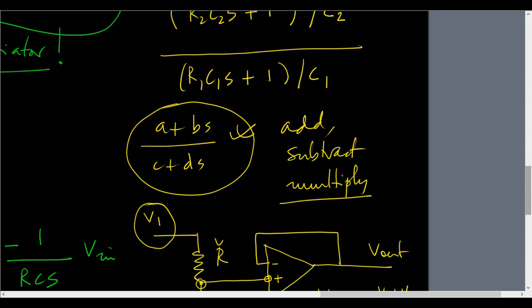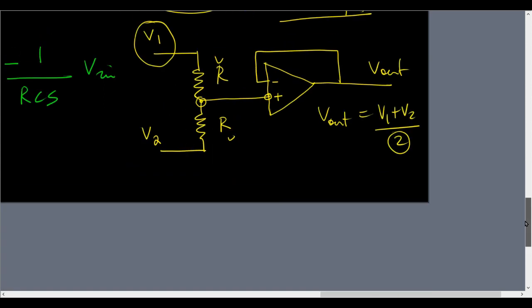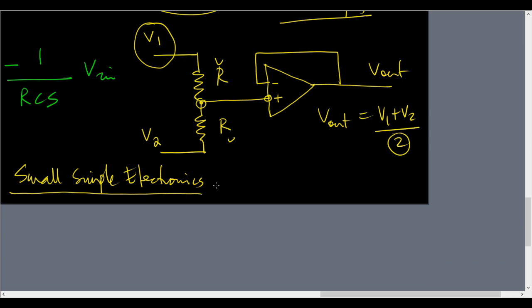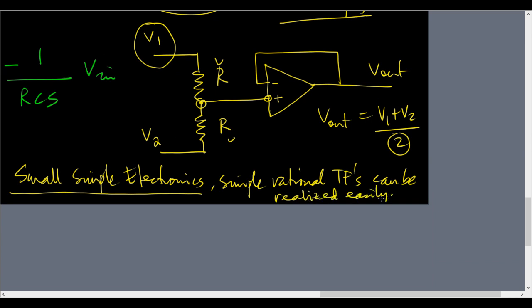Okay, so for this reason, I hope you will agree that with small, simple electronics, these op-amps cost a few rupees. Okay, they're nothing. With small, simple electronics, simple, rational means ratio of polynomials, transfer functions can be realized easily. Okay, so we will stop here.